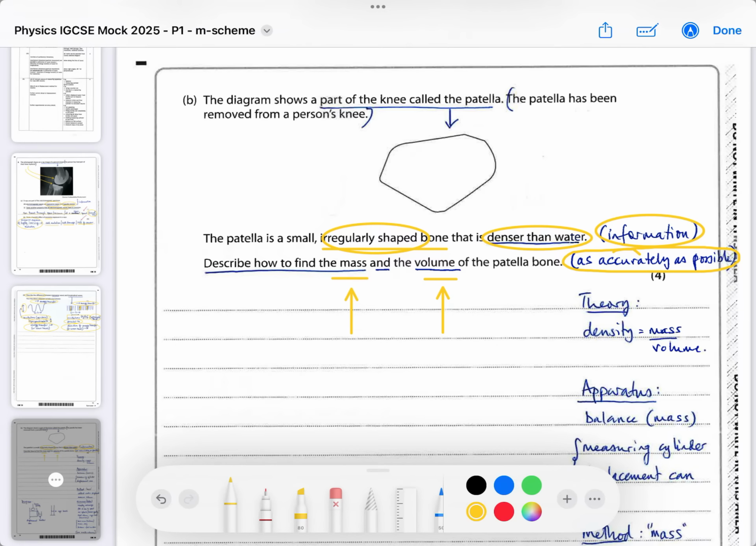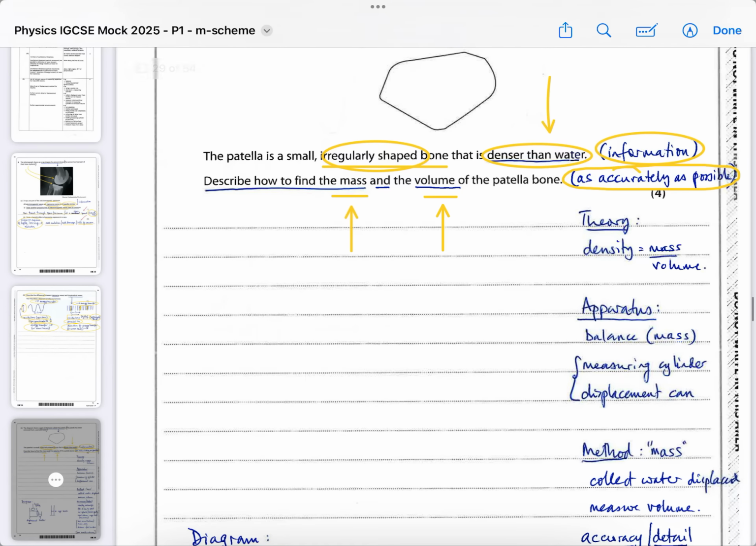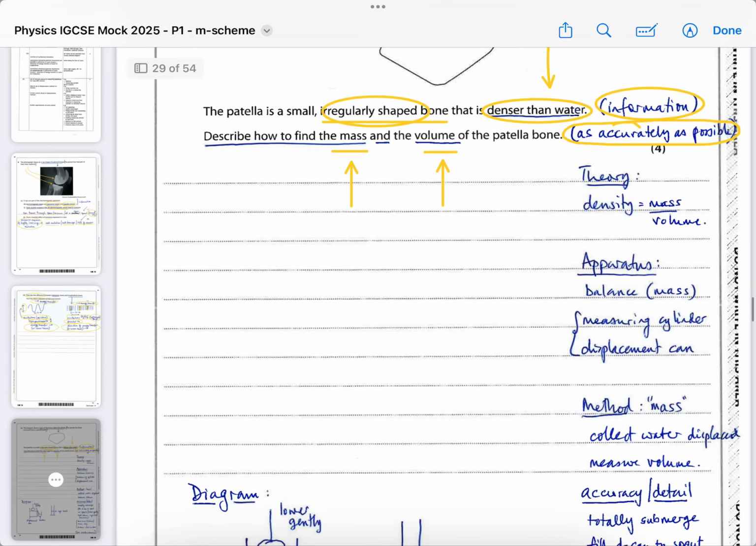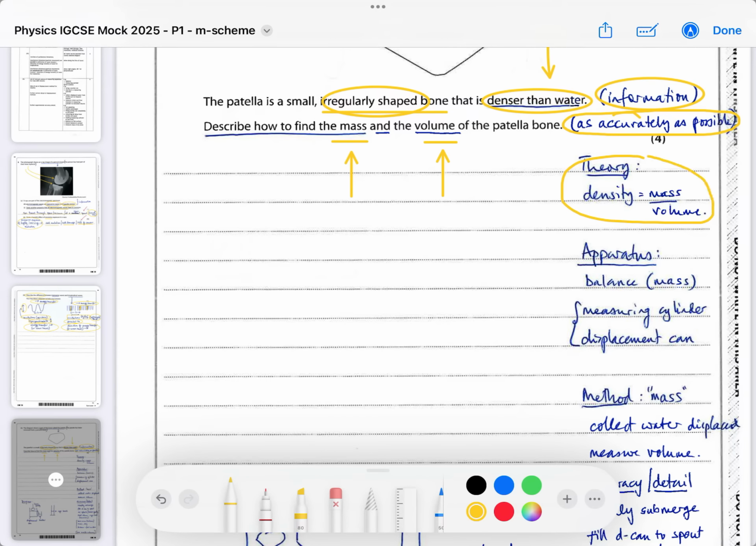Now, the reason they're telling you it's denser than water is because you can use a displacement can to collect the water that it displaces. Remember the displacement can. Now, for those of you in my class, we did this experiment, and if you're focused and you made your notes as requested, it should be an easy 4 marks. Now, remember, the theory is density is mass over volume, but they don't want the theory. They want you to tell them how to measure the mass and the volume.